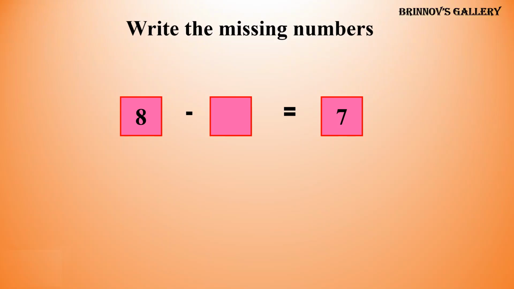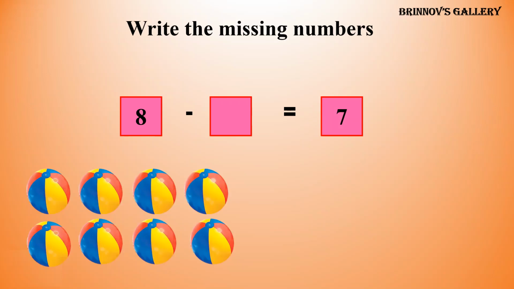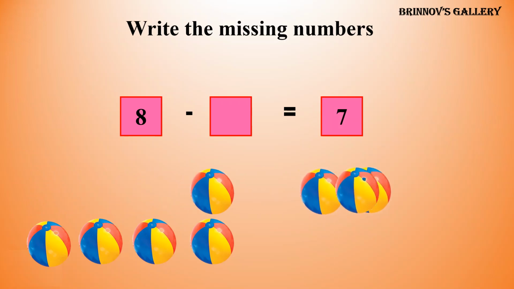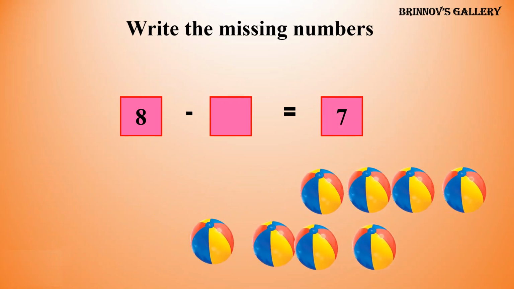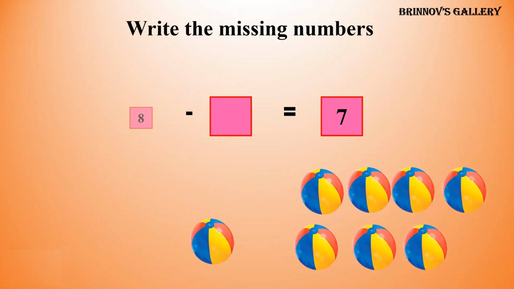8 minus how many is equal to 7? 8 balls. 1, 2, 3, 4, 5, 6, 7. Remaining 1 ball. So, 8 minus 1 is equal to 7.